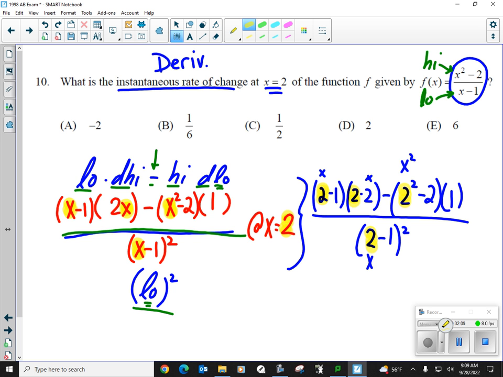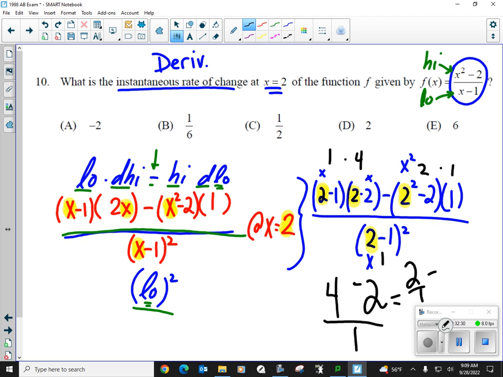There were 4. There we go. And here we go. Ready? 2 minus 1 is 1. 2 times 2 is 4. 1 times 4 is 4. 2 squared is 4 minus 2. That's 2 times 1. That's 2. All over, 2 minus 1 is 1. 1 squared is 1. 4 minus 2 is 2 over 1. 2.